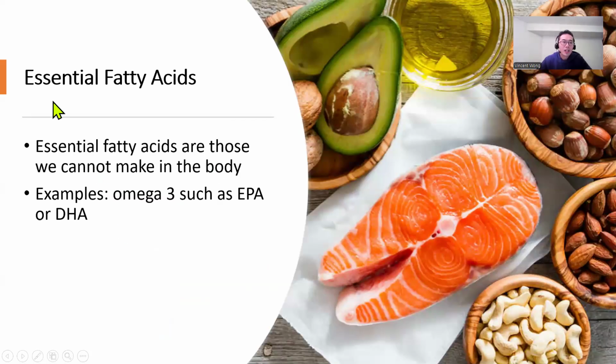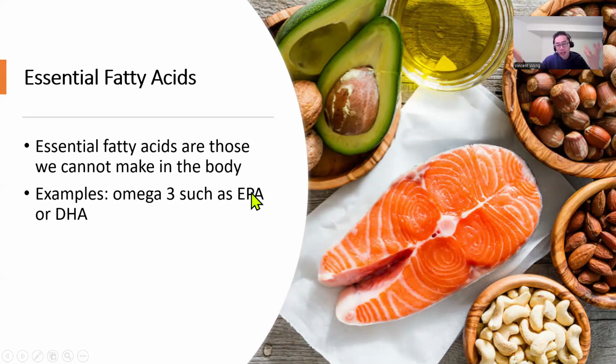There are some absolutely important fats that we need to have. We call them essential fatty acids. These are fatty acids that are necessary for normal bodily functions, and we cannot make them in the body. The only way to obtain them is to eat them. Examples of these include omega-3, and there are different kinds of omega-3. The common ones are called EPA and DHA.